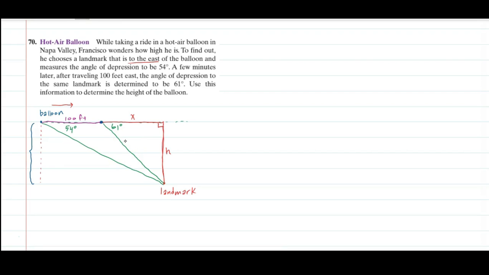So here's the first ratio that we have. The tan of 61 degrees is equal to opposite over adjacent, so h over x. Now, let's do the same thing for 54 degrees. Its opposite side is actually h, and its adjacent side is 100 plus that x. So I'll write that separately. The tan of 54 degrees is opposite, which is h, over adjacent, which is x plus 100.